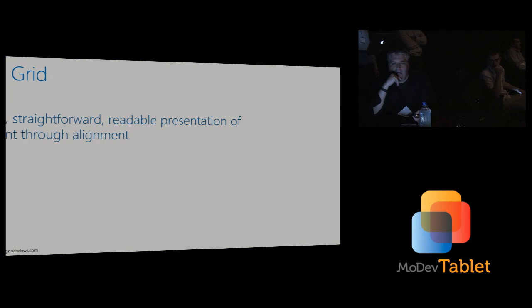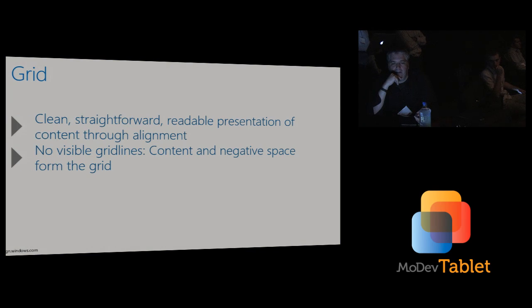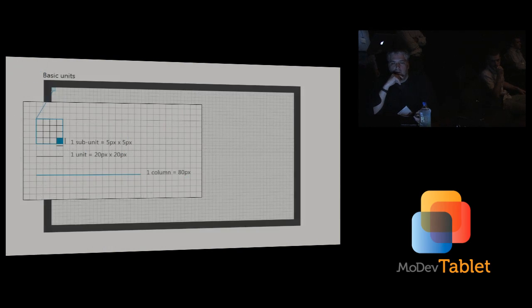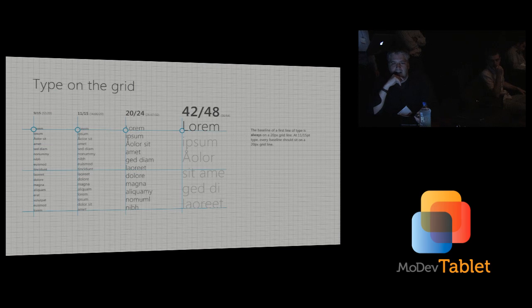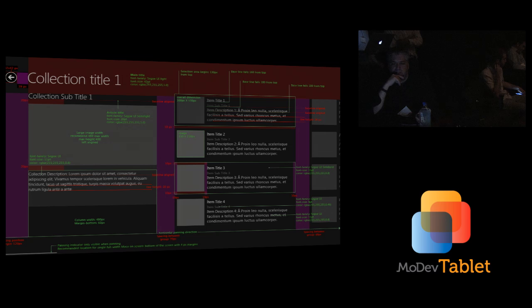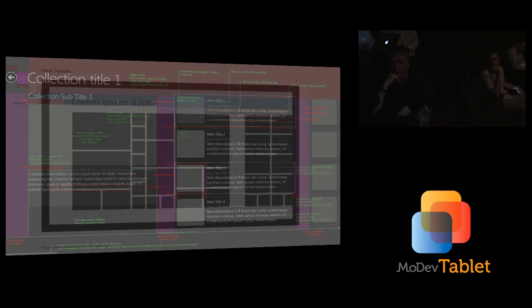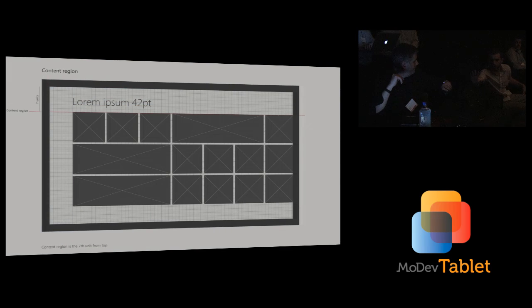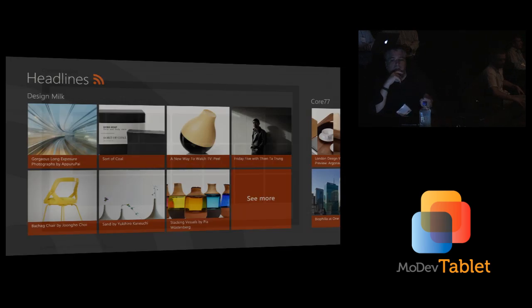And then finally we talked about the grid. And you see that in some of our applications where we don't want grid lines, we don't want artifice or visual noise where it doesn't need to be there. And we can use proportion to convey what's important. So this is what our type looks like on the grid. These are just different examples of screens and the red line of what our layout looks like in applications. So we can see some of the different interfaces and how this would play out.